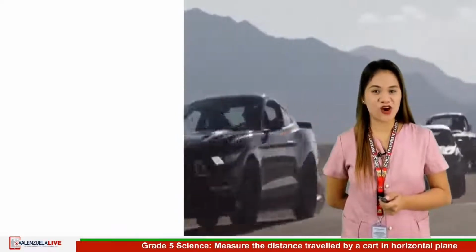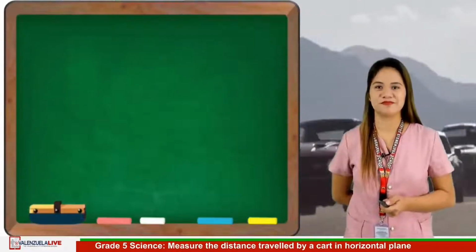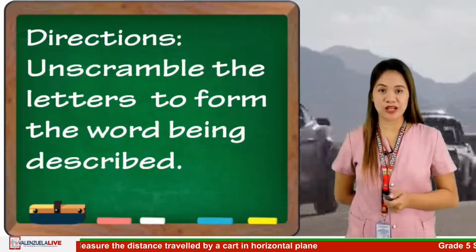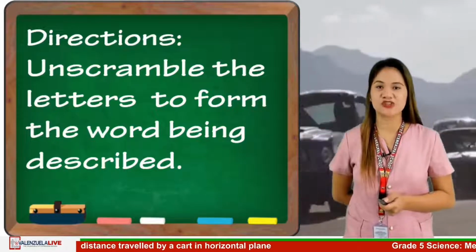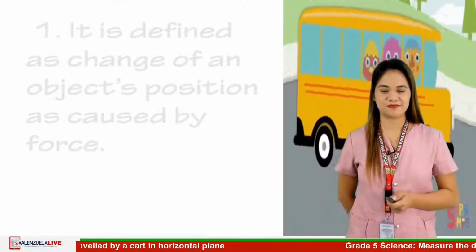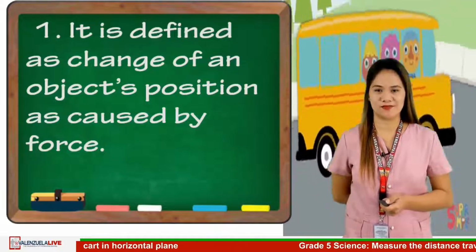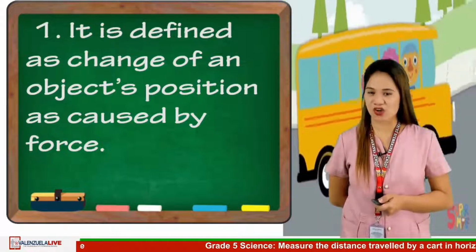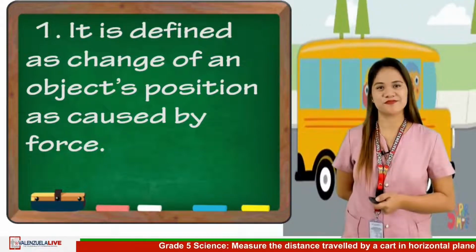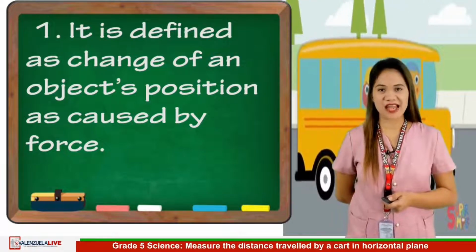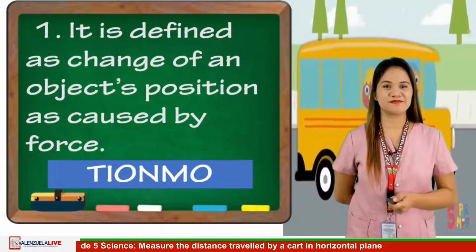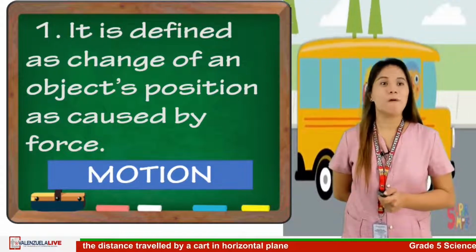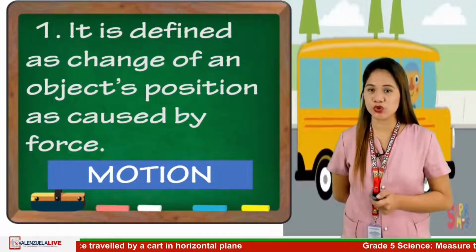Now, let us recall your previous lesson. Directions. Unscramble the letters to form the word being described. Number 1. It is defined as the change of an object's position as caused by force. What is the correct answer? And the correct answer is motion.